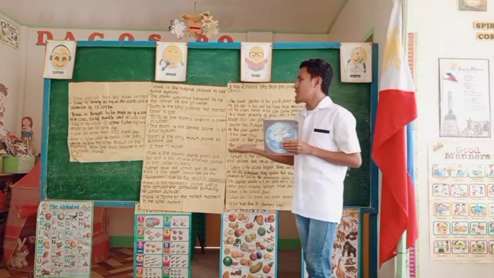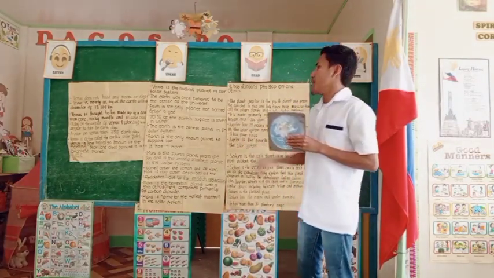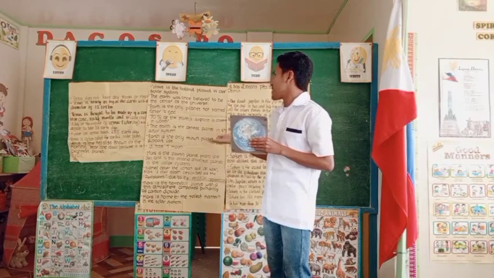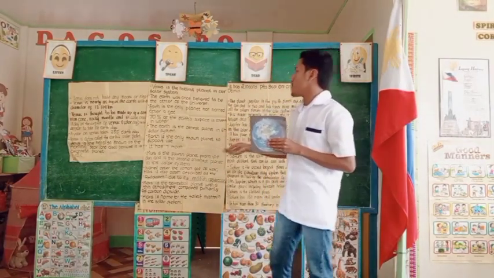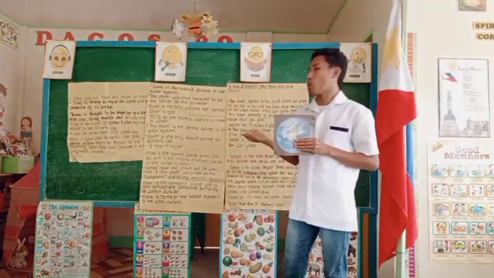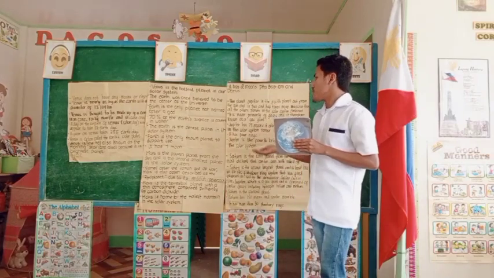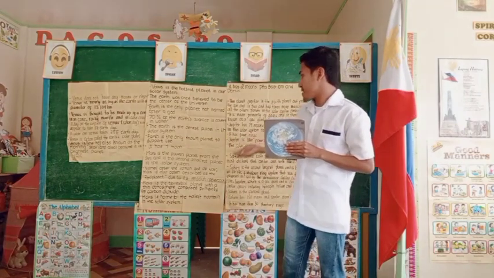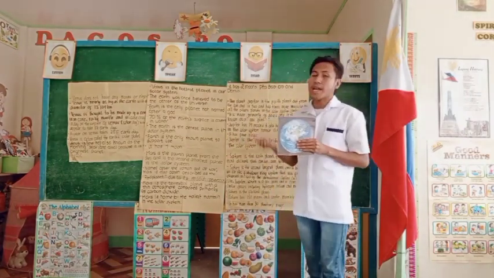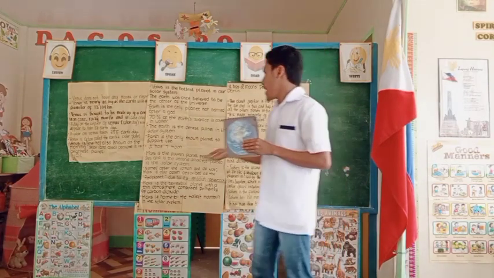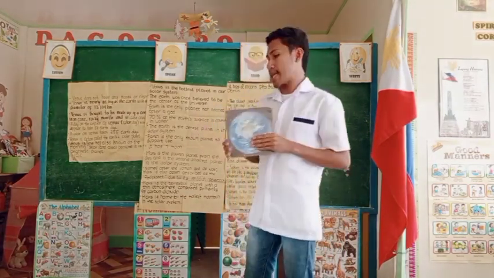The Earth was once believed to be the center of the universe. Earth is the only planet not named after a god. 70% of the Earth's surface is covered in water. The Earth is the densest planet in the solar system. Earth is the only known planet to support life. And it has one moon or satellite.